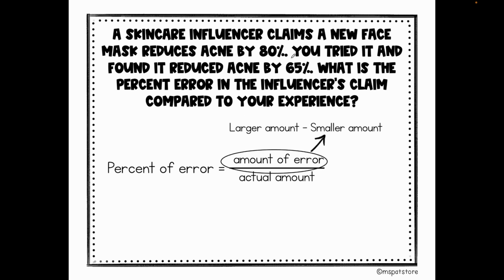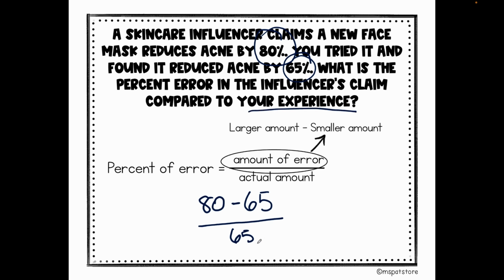So in this case, I'm going to subtract my larger amount, that is 80%, minus my smaller amount, that is 65%, divided by the actual amount. In this case, the actual amount will be 65 because the question is asking what is the percent of error in the influencer's claim compared to your experience. So in my experience, it only got 65% reduce of acne, not 80%.